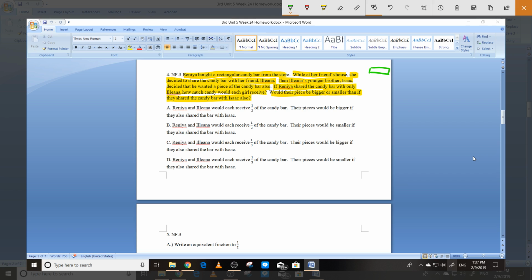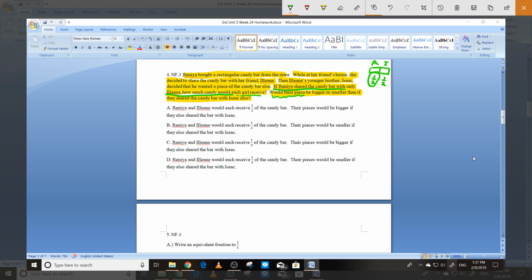So we have one piece of candy bar, right? If Renaya and Iliana were to share it, it's very simple. You break the bar in half. Each one gets one half of the candy bar, right? Now, what did the question say? It says if Renaya shared the candy bar with only Iliana, how much would she receive? So if she only shared with Iliana, then the girls would each get one half of the candy bar.